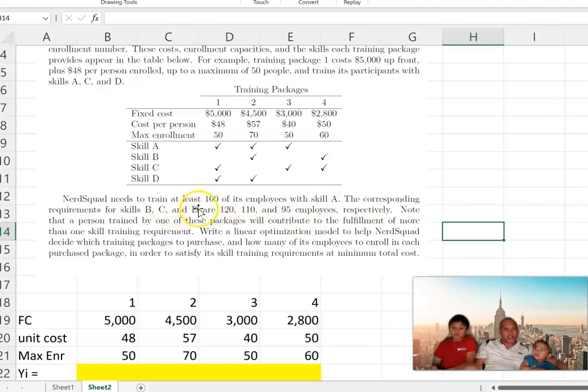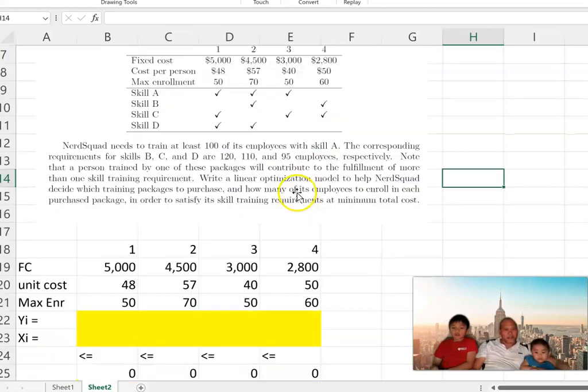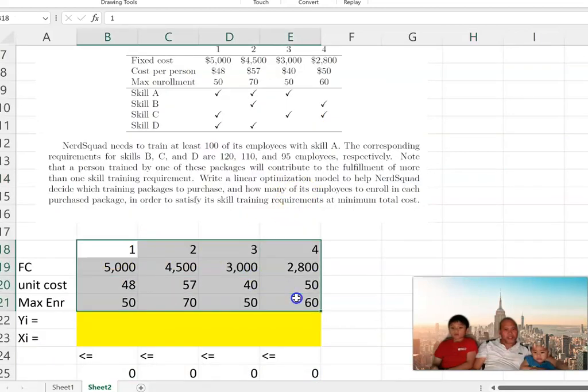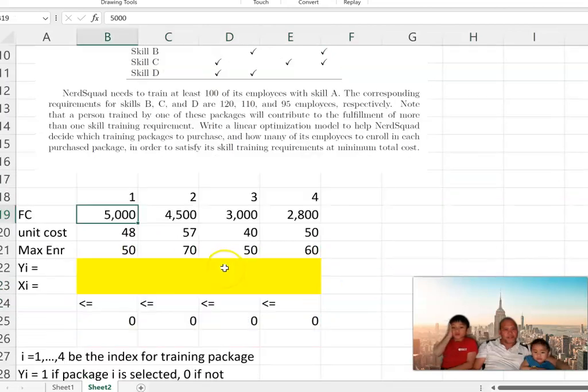The constraints are that at least 100 employees should have skill A, and then 120, 110, and 95 employees should develop skills B, C, and D respectively. So we put the data in here.